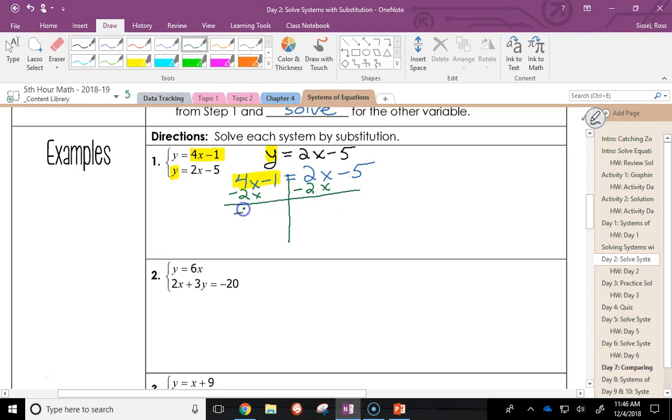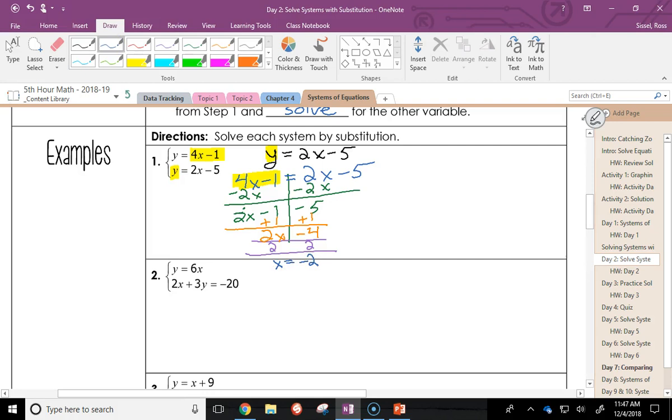4x minus 2x is 2x. I still have minus 1. 2x minus 2x is nothing. And I have negative 5. I want to get x alone, so I'm going to add 1 to each side. 2x equals negative 4, because negative 5 plus 1 is negative 4. I then want to get x all by itself, so I divide by 2, and I would get x equals negative 2.